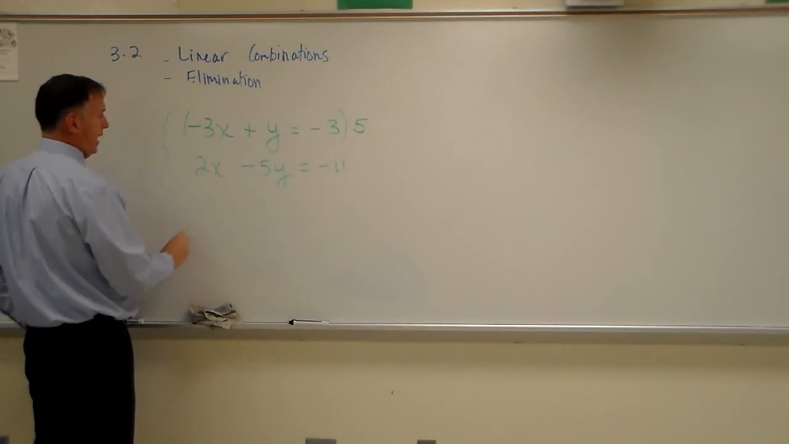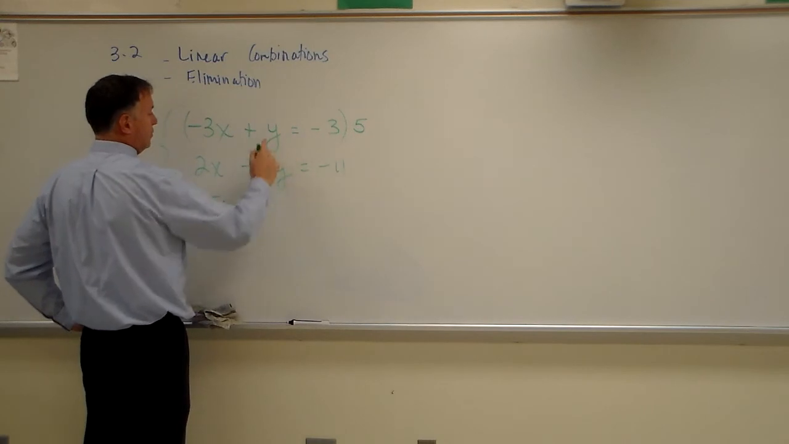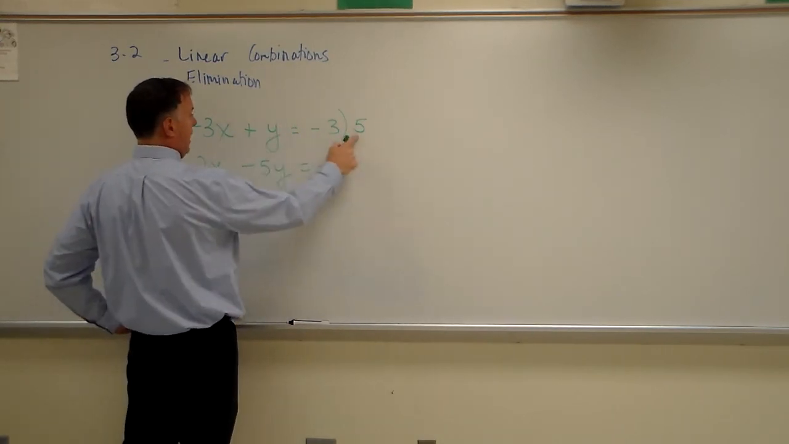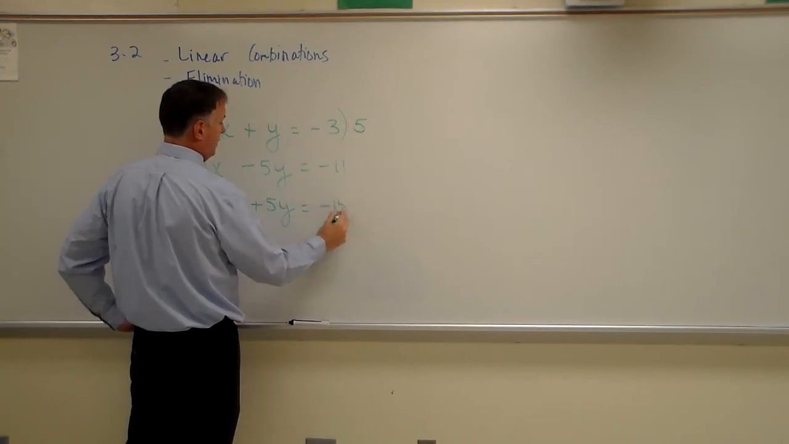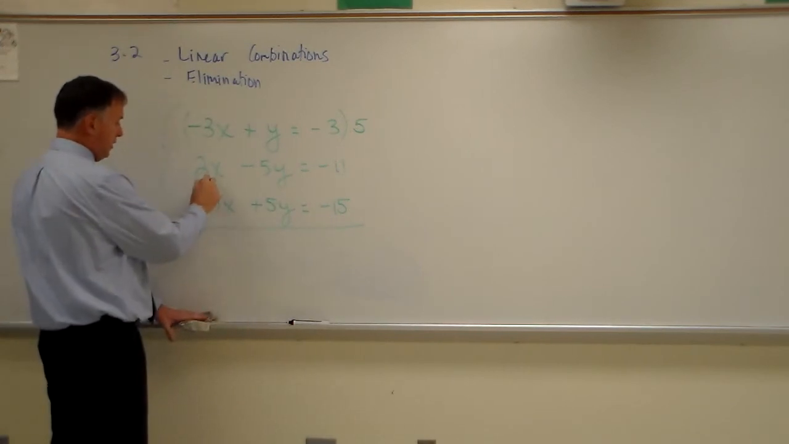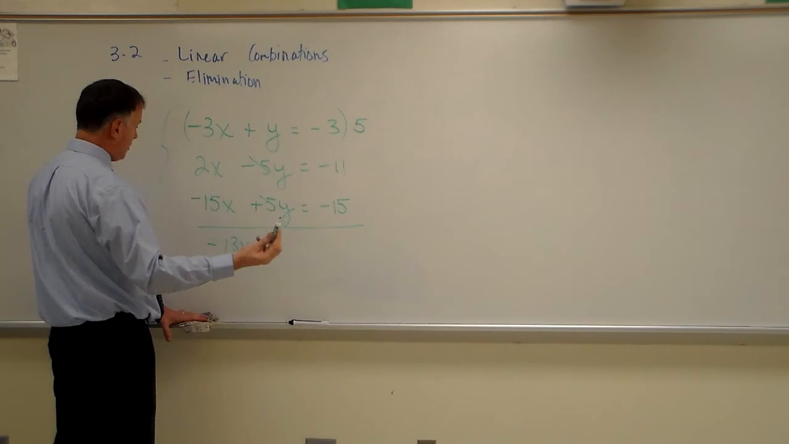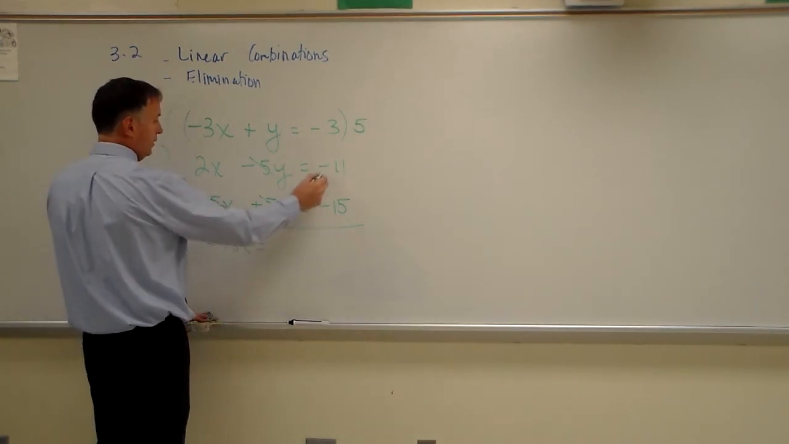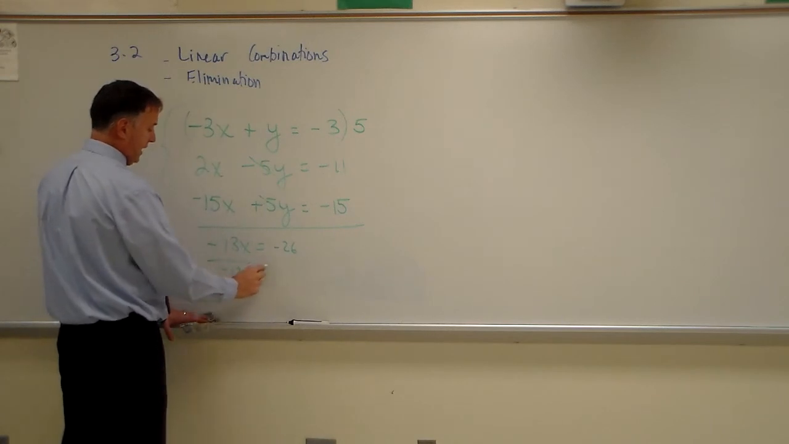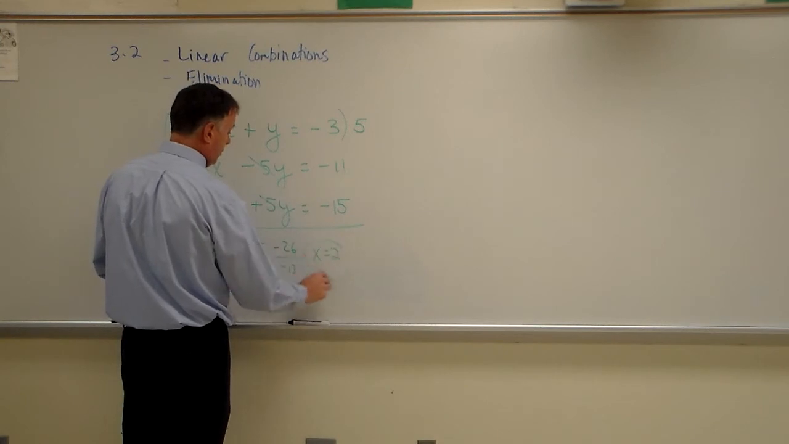5 times negative 3x, negative 15x. 5 times y, look at that. Now it's going to cancel. And then 5 times negative 3 is negative 15. Okay, let's add these together. This gives me negative 13x. This canceled just like I hoped. That gives me negative 26. Divide by negative 13, divide by negative 13, and x equals 2.